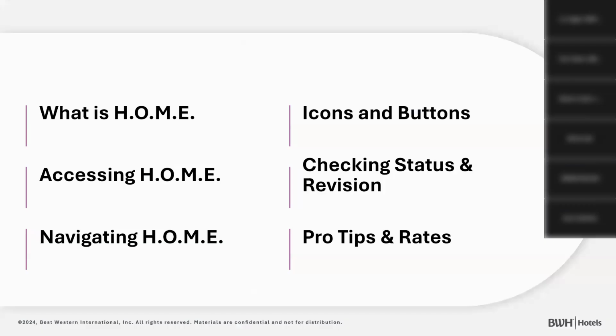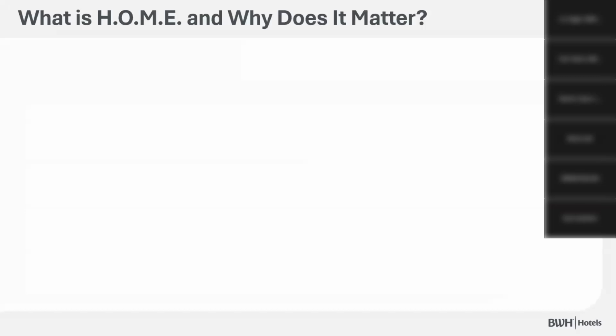Let's talk a little bit about what we're going to cover today. First of all, we're going to talk about what is H.O.M.E. Then we're going to go into how do I get into H.O.M.E? And then we'll talk about navigating it, some of the icons and buttons and cool features that are there. We'll talk about auditing, checking statuses, some pro tips, and then we'll end up talking a little bit about the rates that are in there. So as we go into it, in my opinion, we really need to start with the why.